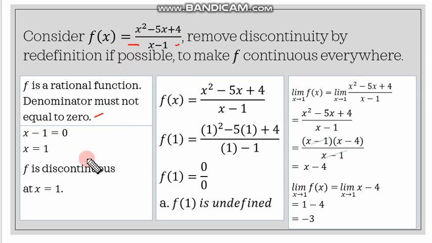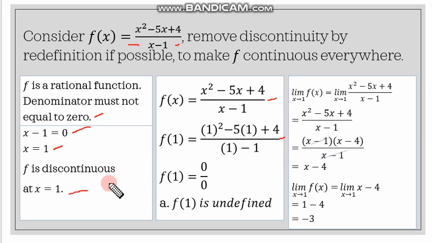So we will take the denominator, x minus 1 equal to 0. So x is equal to 1. So our function is discontinuous at x is equal to 1 because 1 minus 1 is equal to 0. Whatever the value of the numerator, as long as the denominator is 0, this is undefined. So it also means that f of c is undefined.